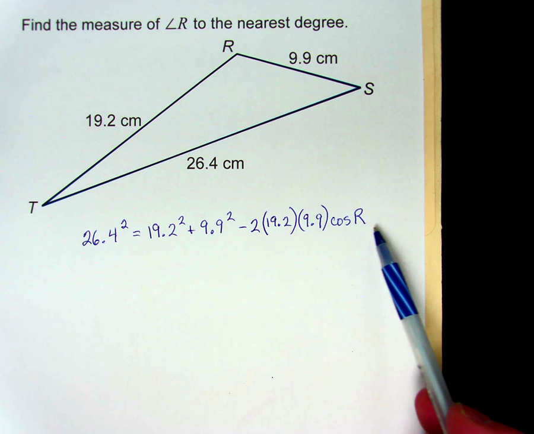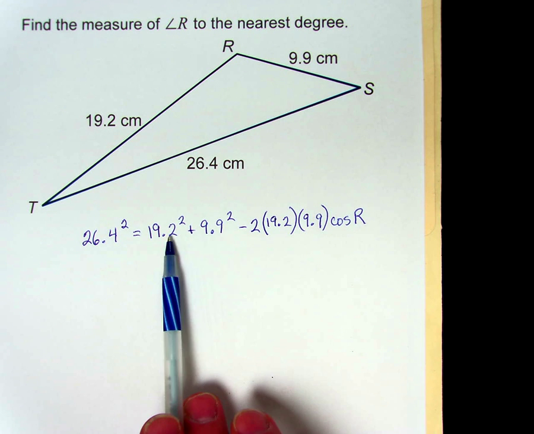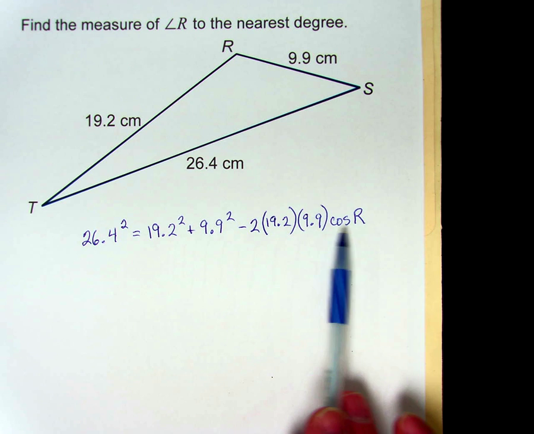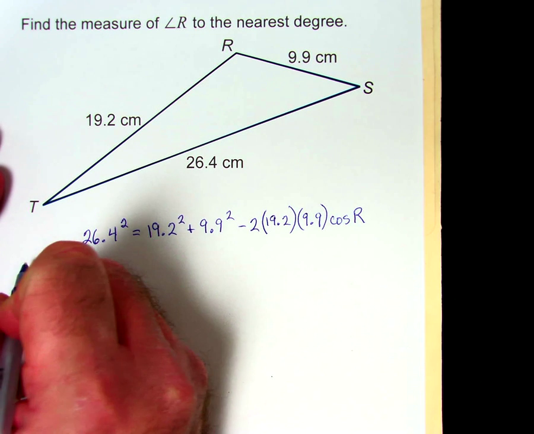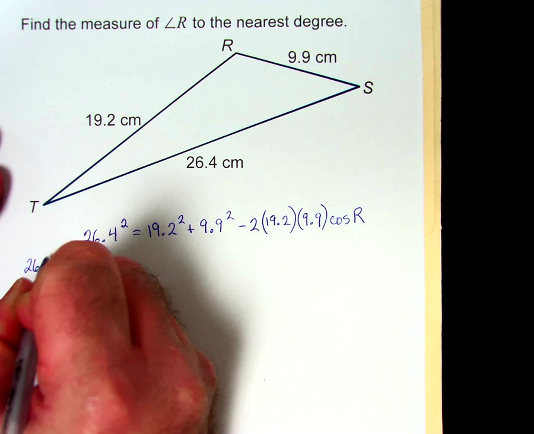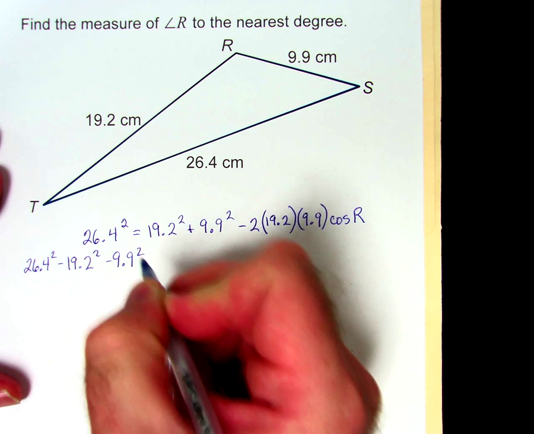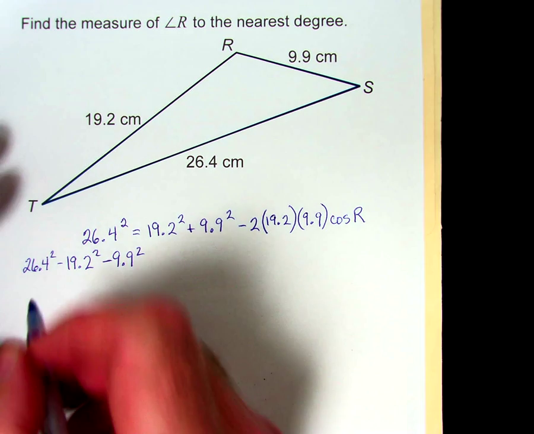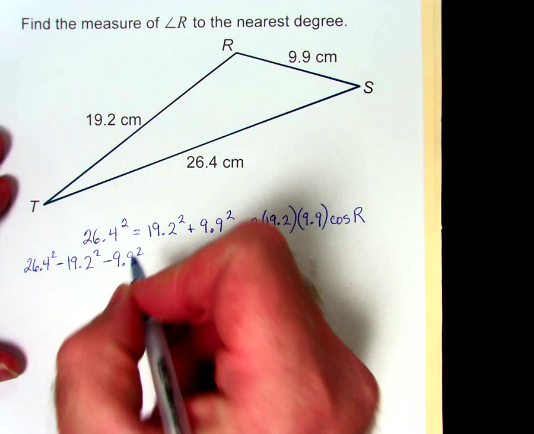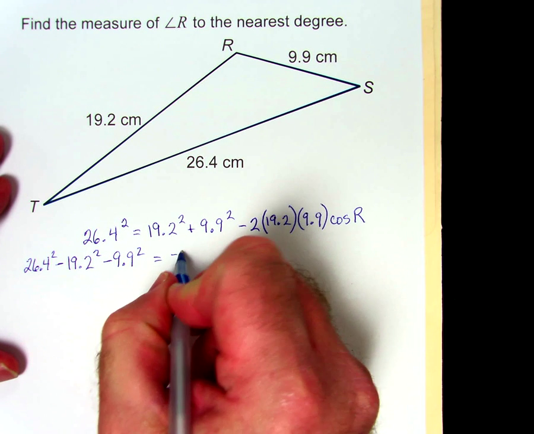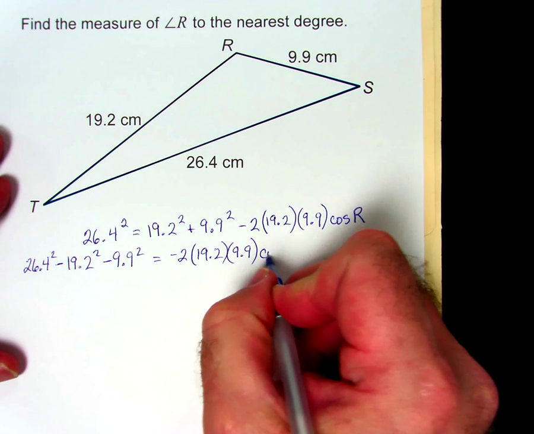So remember, the things that are farthest away from what we're trying to solve for, we take care of first. So these two things being added, kind of the farthest operation-wise away from that. So I'm going to subtract both of those from each side of the equal sign. So we're going to have 26 4/10 squared minus 19 2/10 squared minus 9 9/10 squared. Now I know some of you are thinking, well, let's just go ahead and square those and then we'll subtract. You know what, folks, you're actually going to have to write more if you do that. So what do we have left? We have negative 2 times 19 2/10 times 9 9/10 times the cosine of R.